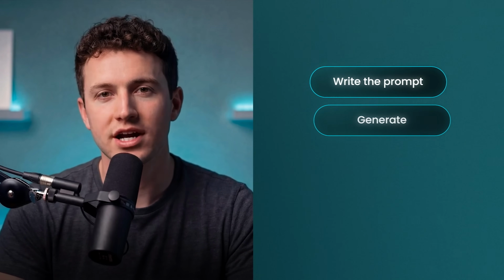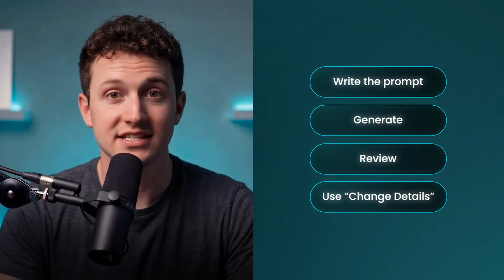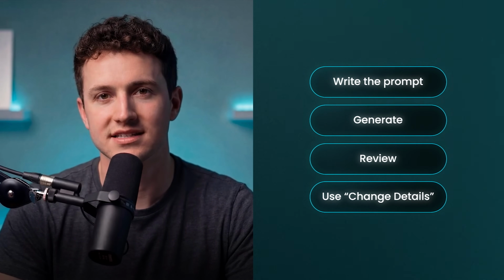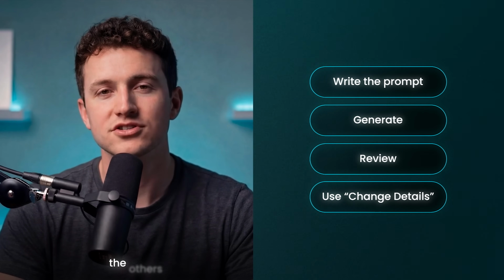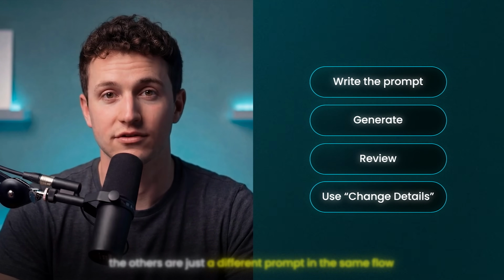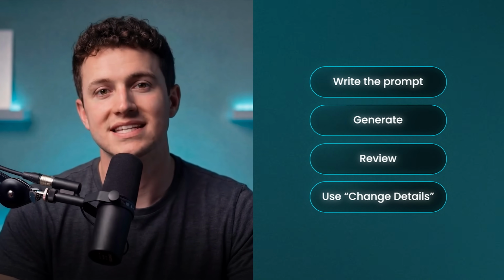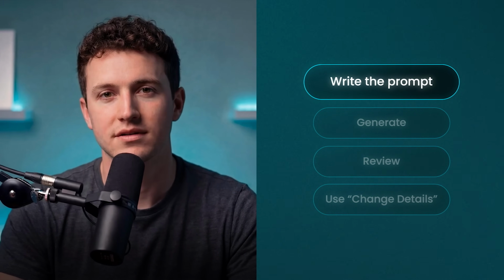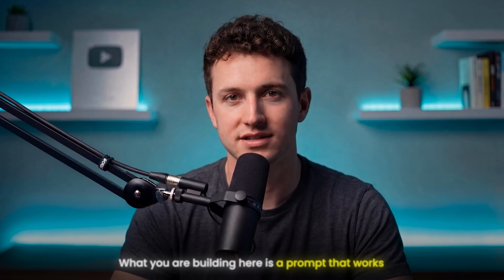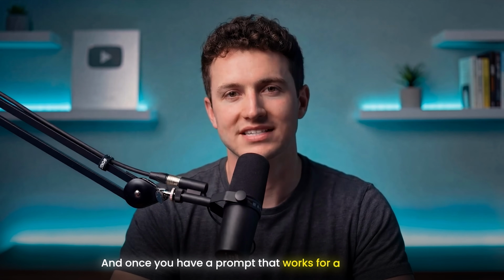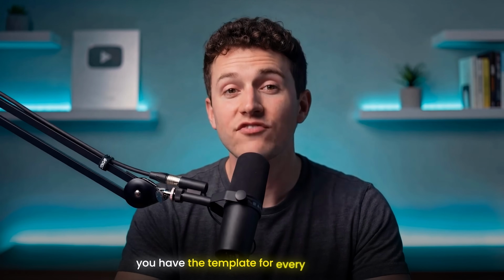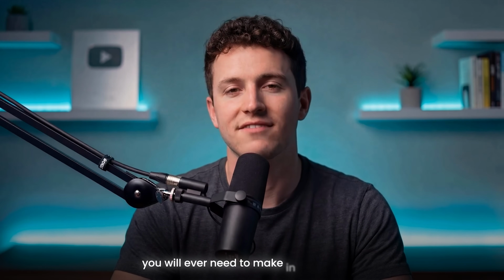Write the prompt, generate, review the output, and use change details to swap in specific content. Once you have run through it once, the others are just a different prompt in the same flow. The reason this workflow is repeatable is that the prompt is the only variable. What you are building here is a prompt that works. And once you have a prompt that works for a dashboard, you have the template for every dashboard you will ever need to make in Vibe Motion.